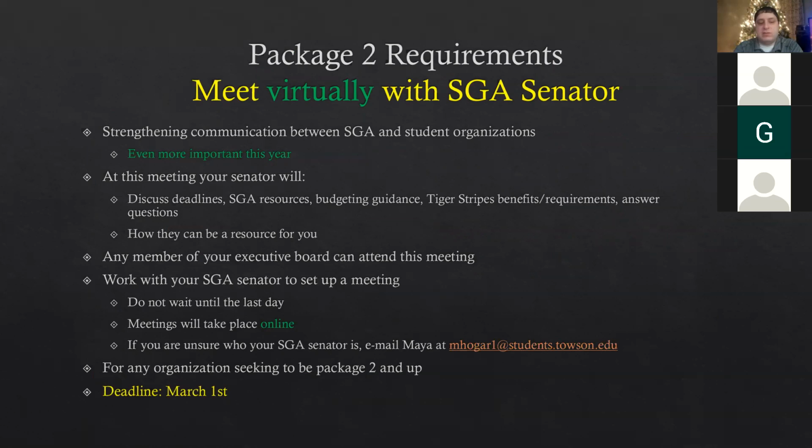There are a number of things you can use this meeting for, such as discussing how SGA can assist your group, budgeting guidance, planning for Tiger Stripes, and answering questions. But this is really supposed to be a meeting that helps you. The deadline for this meeting is March 1st, but I would recommend you do not wait till February 28th to try to set up this meeting. You should probably set up the meeting in the next 2 weeks so that you have enough time to actually meet with your senator.